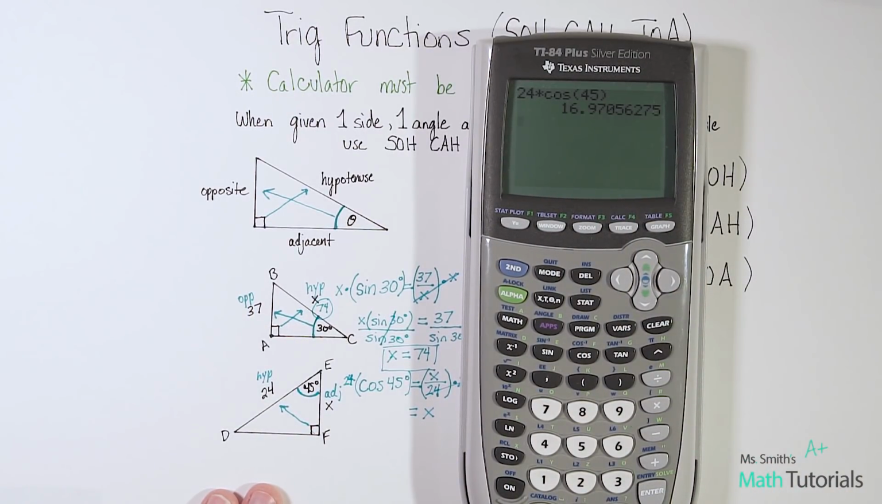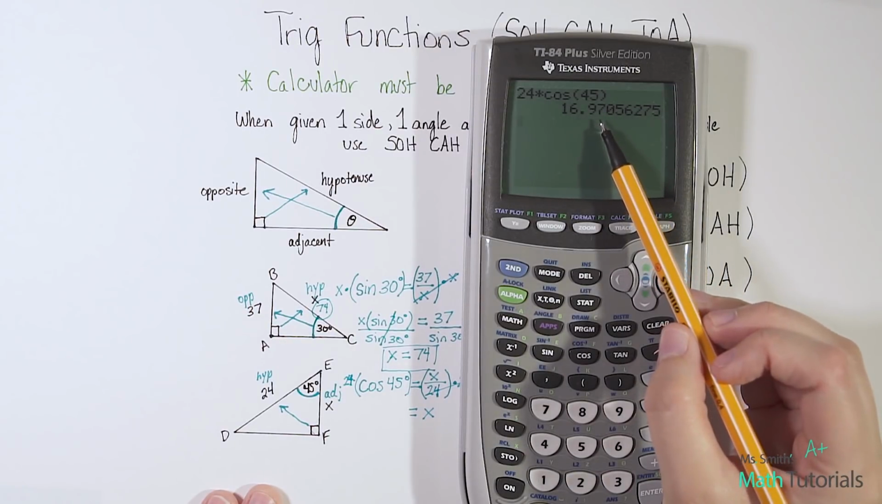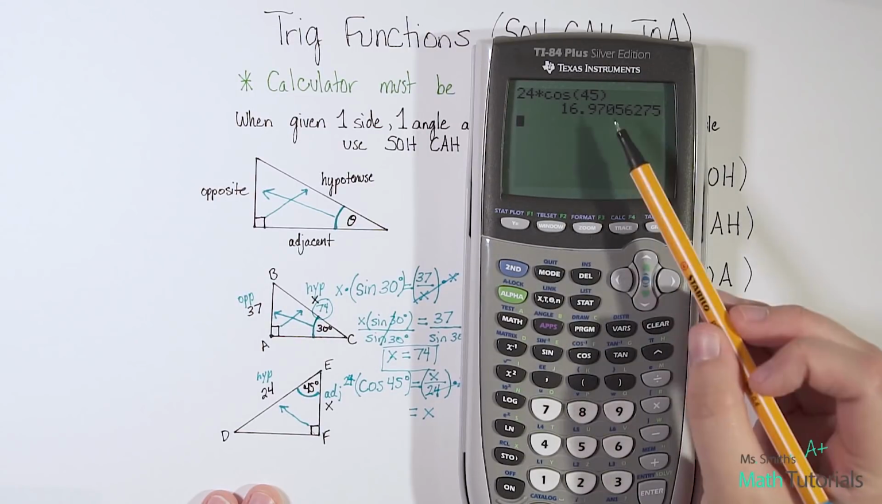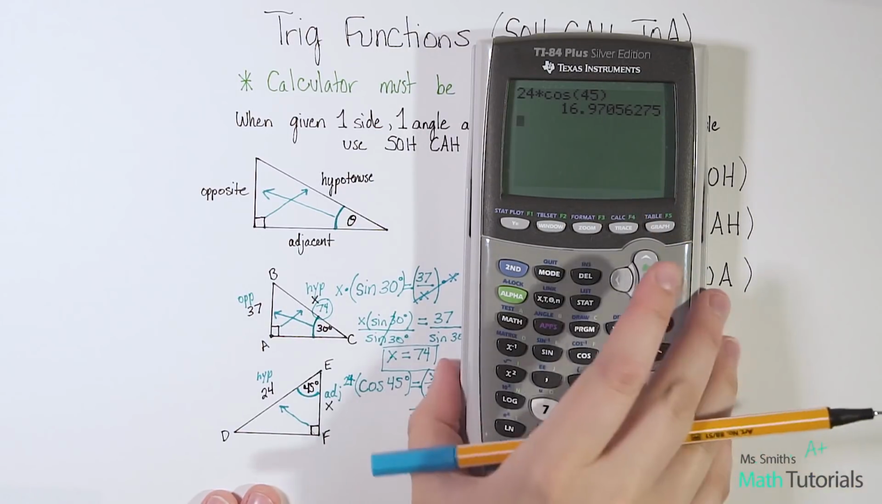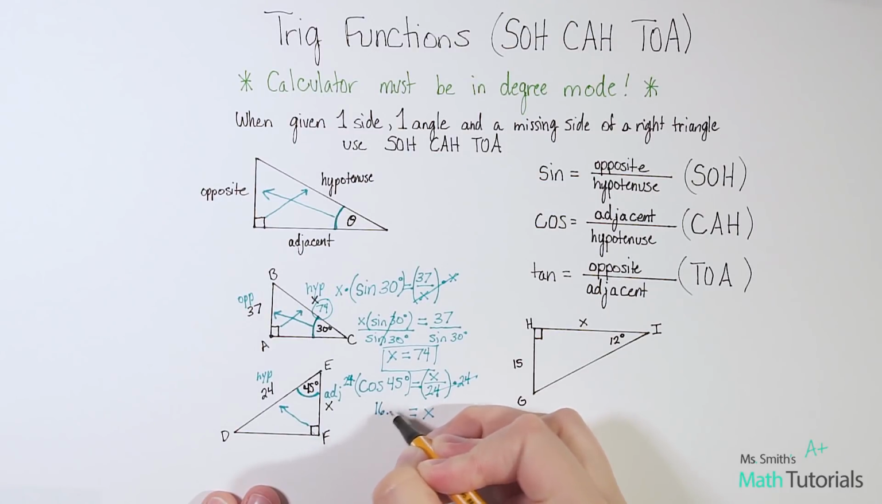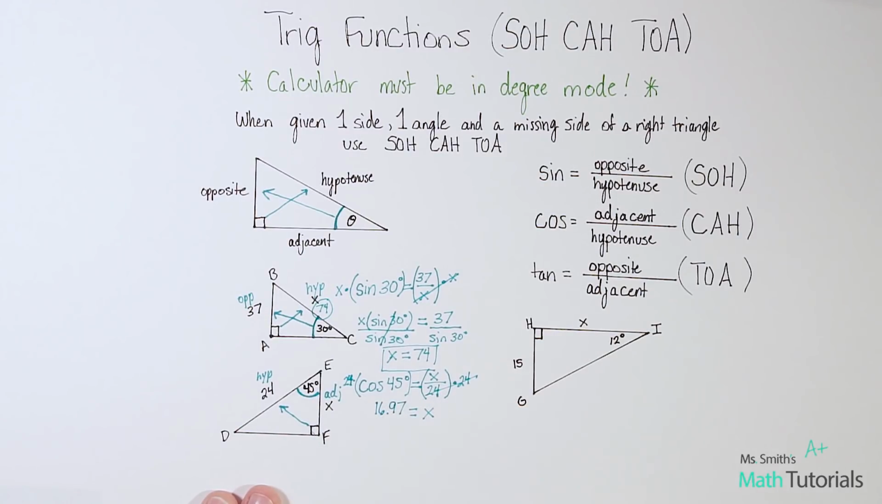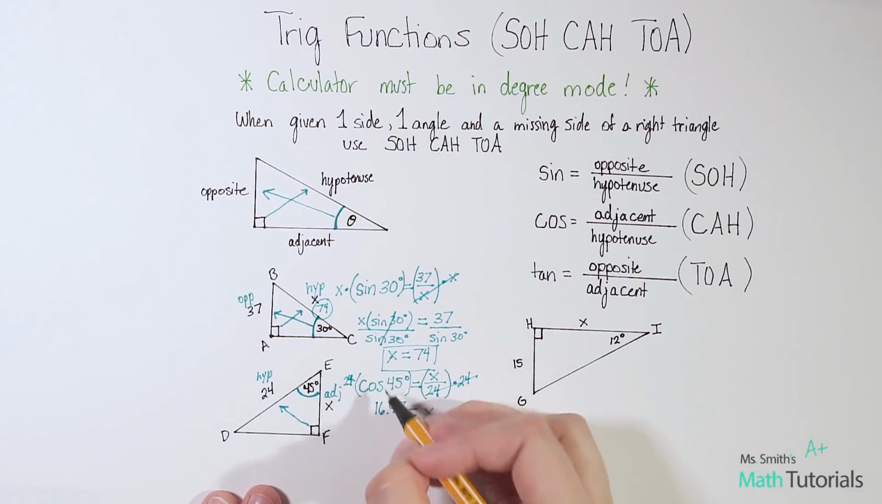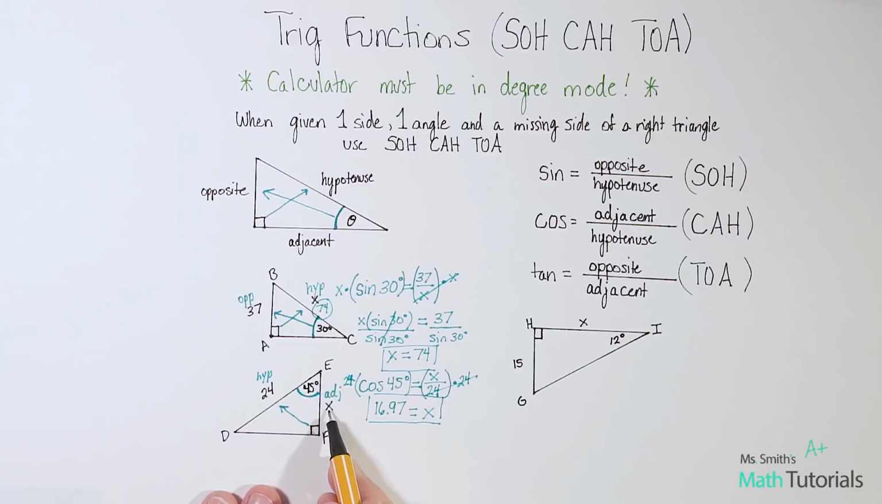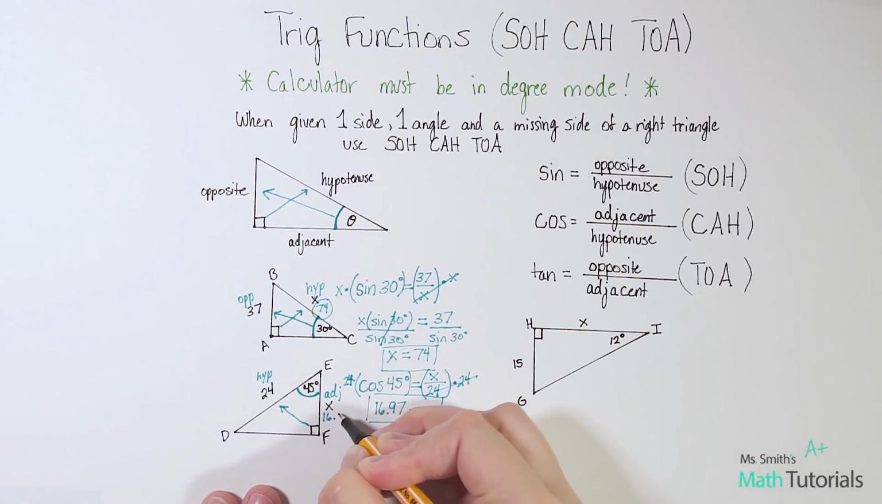And let's see, 16.97 and then a bunch more. Okay, let's round, and I'm just going to say let's round to 2 decimal places, the hundredths place. Okay, so I'm going to say 16.97. So x equals 16.97. All right, so that is my answer. That's what x is. In this case, my adjacent, it is 16.97.